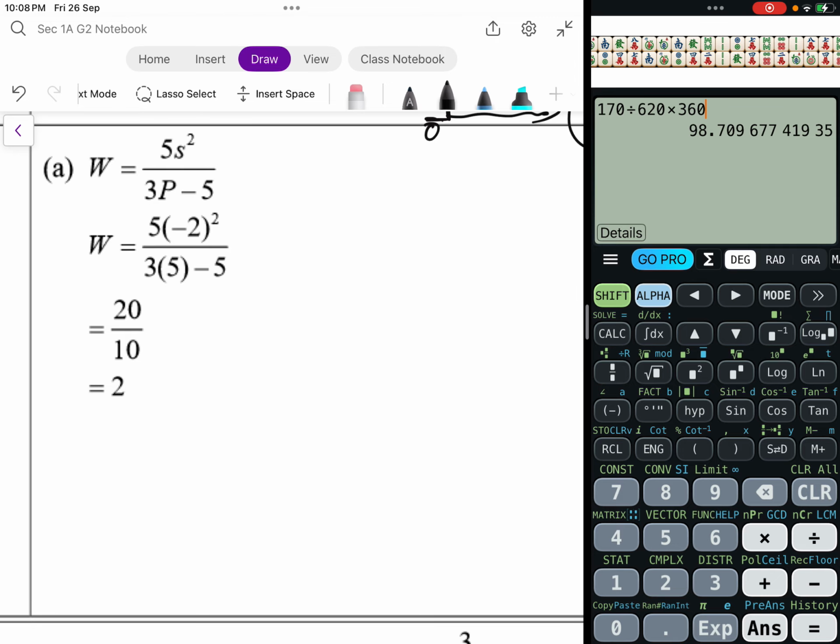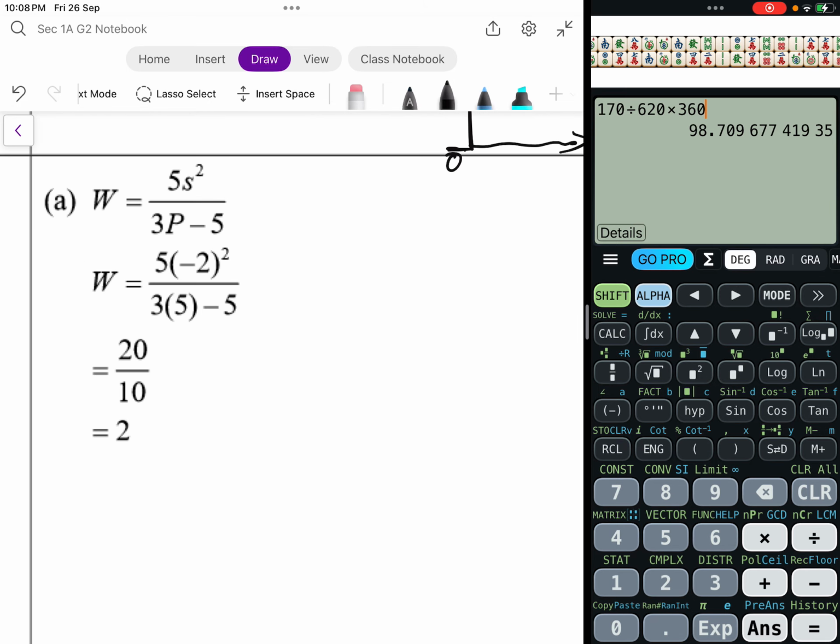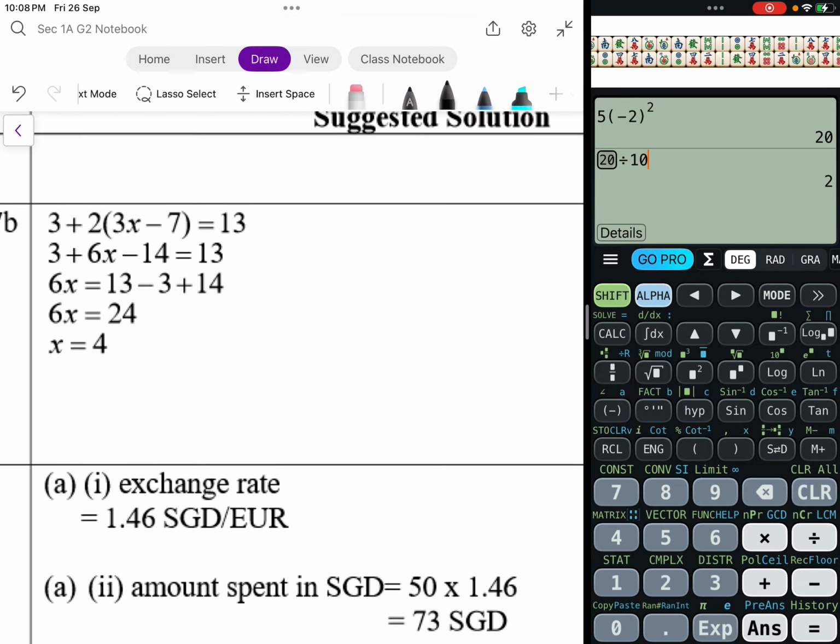Okay, next one. It is given that w equals 5s squared over 3p minus 5. So find the value of w. Okay, so just substitute in the values. Just remember that s is minus 2, so it's minus 2 squared. Then use your calculator. You can easily calculate the answer. So 5 bracket minus 2 bracket squared, then divide by 15 minus 5, which is 10. Okay, 2.